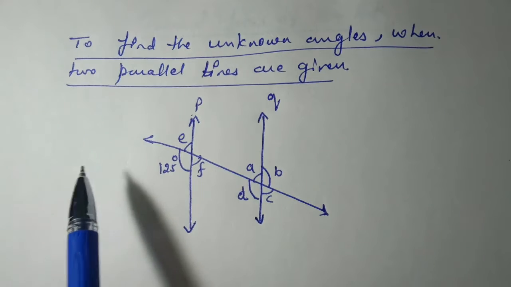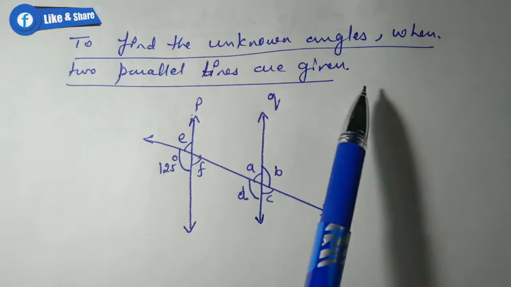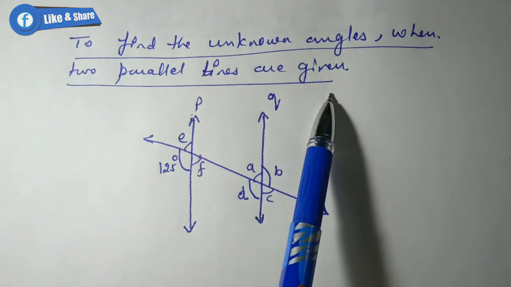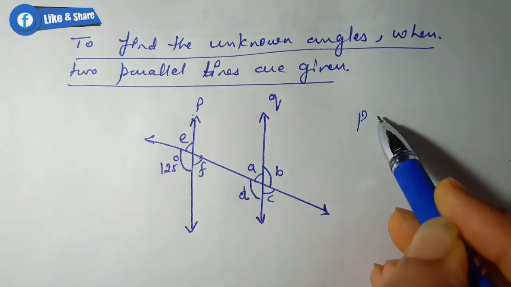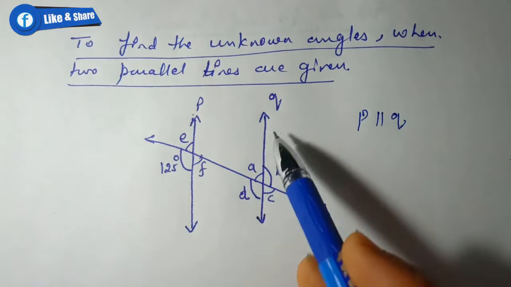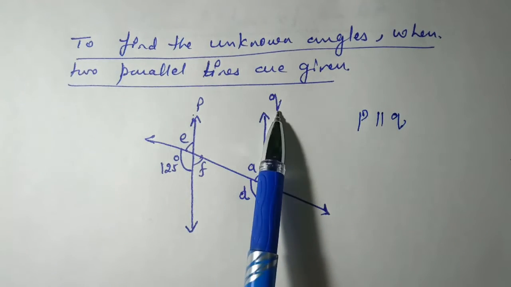Yes, students, today we're going to learn how to find the unknown angles when two parallel lines are given. So here is the figure. It is given that P is parallel to Q. These two lines are denoted by P and Q, and both of them are parallel.